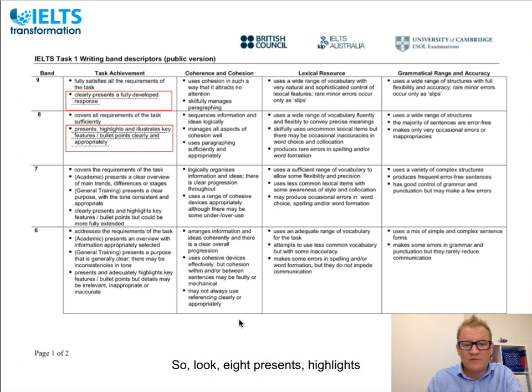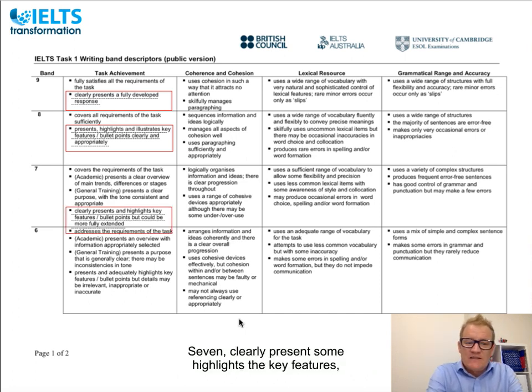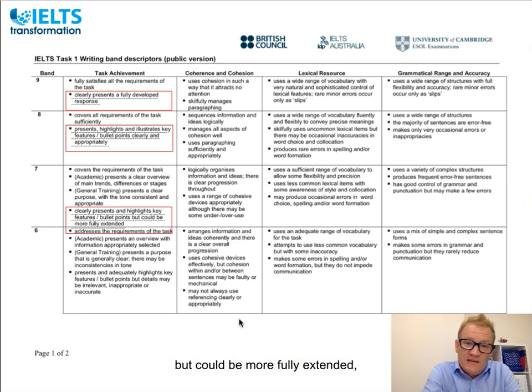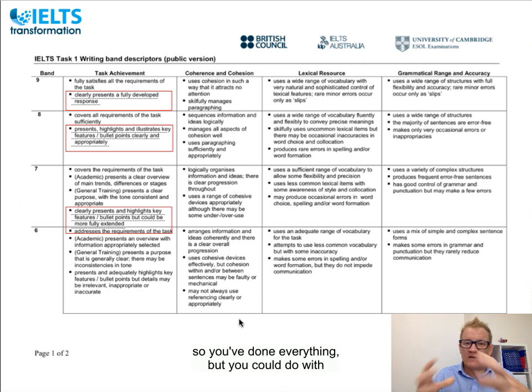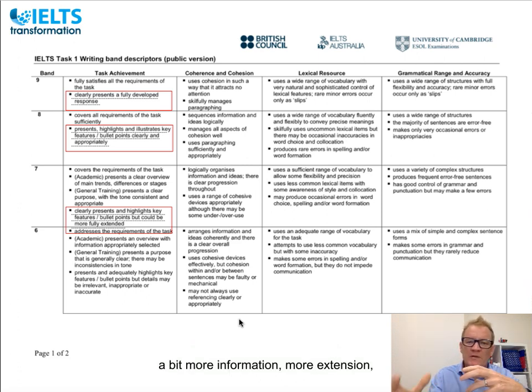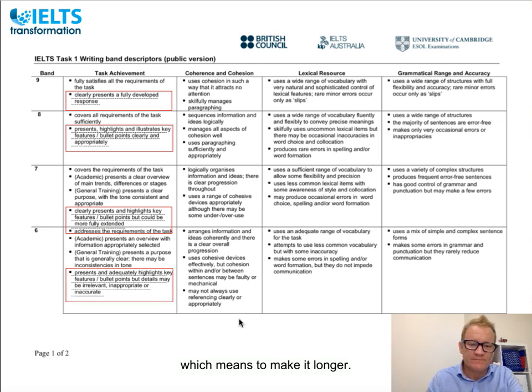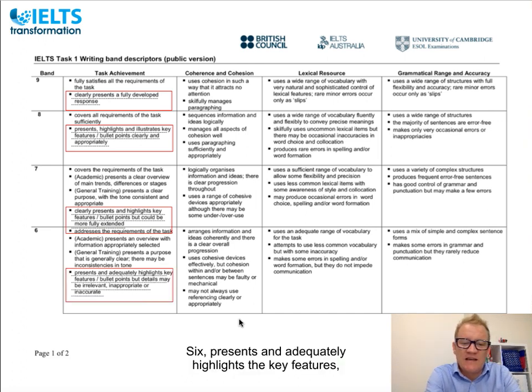Look, 8 presents, highlights and illustrates key features clearly and appropriately. So that means that you do everything you need to do. 7 clearly presents and highlights the key features, but could be more fully extended. So you've done everything, but you could do with a bit more information, more extension, which means to make it longer. A 6 presents and adequately highlights the key features, but details may be irrelevant, inappropriate, or inaccurate.